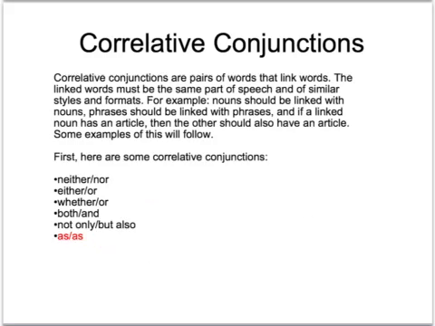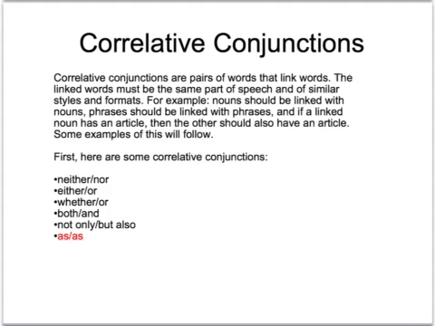You can think of a correlative conjunction as a pair of words in a sentence that link other words in the sentence. The words that are being linked have to be either the same part of speech or similar styles and formats, and I'll explain a little bit more about that later. But basically, you compare a noun with a noun, or an adjective with an adjective, or if you're comparing a phrase, such as a verb with a prepositional phrase, then the other set of words has to be a verb with a prepositional phrase. So they have to be of a similar format when you're comparing them.